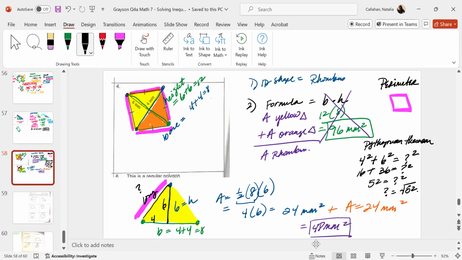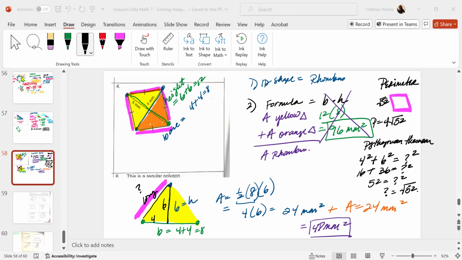$52. One of these is square root of 52. How many sides do we have here? 4. So 4 square root 52, correct? Okay. And I don't think you can actually simplify. No, you can, I think.